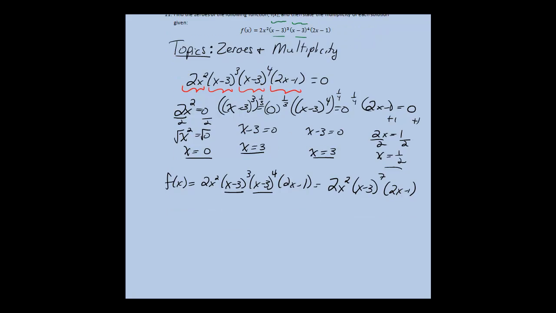So what I like to do next is set up a table. I'm going to give my zeros over here, and I arrange them in ascending order. So notice my first zero occurs at 0. My next one is at 1/2, and my last one is at 3. And I'm going to do my multiplicity in blue. So for 0, my multiplicity is how many times this occurs, and I look at the exponent because that exponent is going to indicate to me how many times that zero occurs.